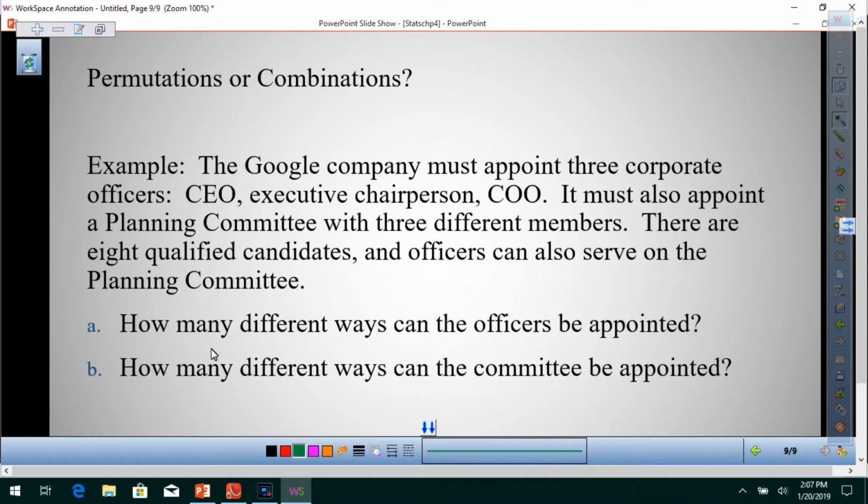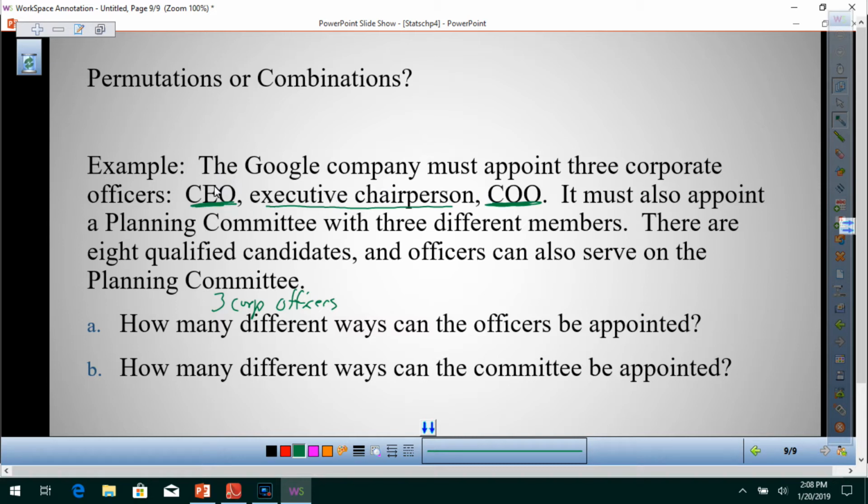Okay, so let's see here. We got 3 corporate officers. All right. Now, let me ask you. CEO is the big dog. That's number 1. Okay. Chief operating officer is usually number 2, and the executive chairperson is usually number 3. Or for some it's 1, 2, and 3. Either way. At Google, I think it's 1, 2, and 3.